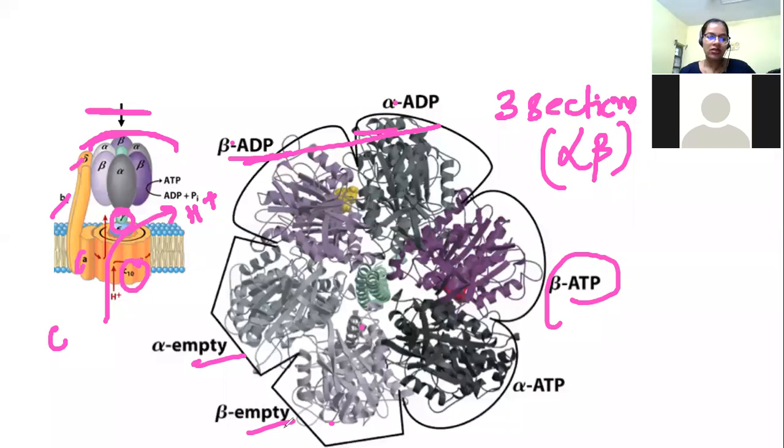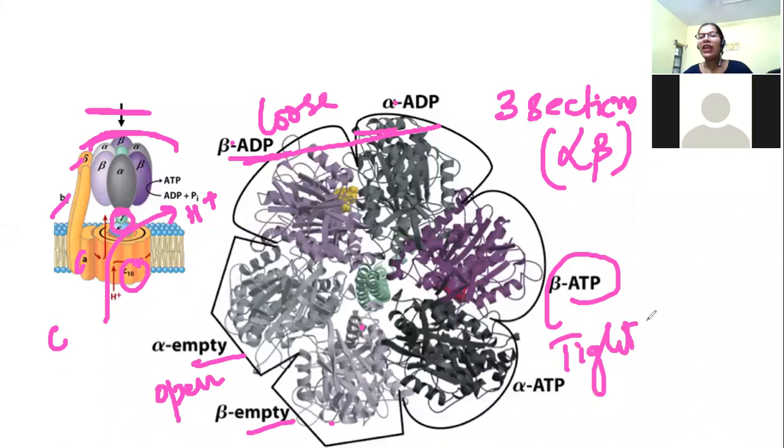So this is called open, loose, and tight conformations of ATP synthase. Let me repeat once again. So first you have these 6 subunits, divided into 3: alpha, beta, alpha, beta, alpha, beta, in alternate arrangement. Now in the first scenario, it is empty. Then it binds to the ADP, and when the rotation happens because of the H plus proton gradient, this energy is utilized to convert ADP plus Pi to ATP.